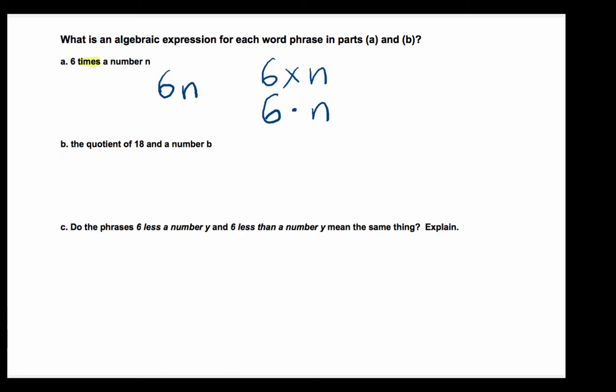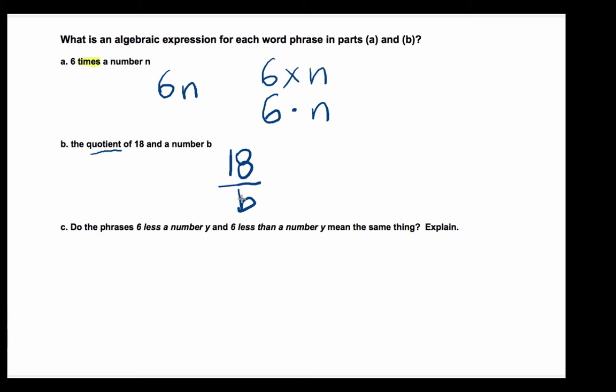All right. Second example here for letter B, the quotient of 18 and a number B. What's quotient mean? Well, the word quotient means divide. Here we have to pay attention to the order. The quotient of 18 and a number B. So that says take 18 and divide it by B. So we'll write it this way. Now, if those two quantities were reversed in the statement and said the quotient of B and a number 18, then we would have to rewrite our quotient B over 18.